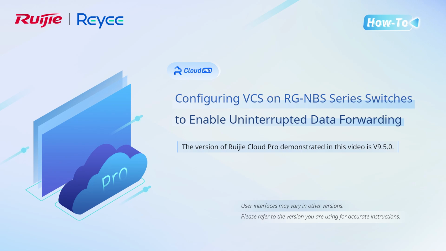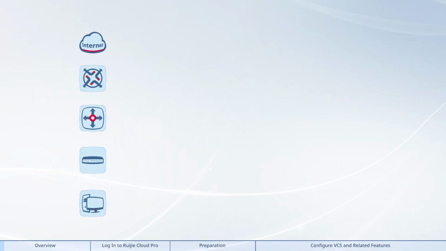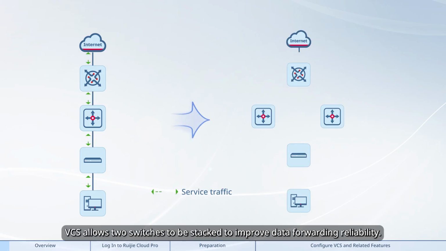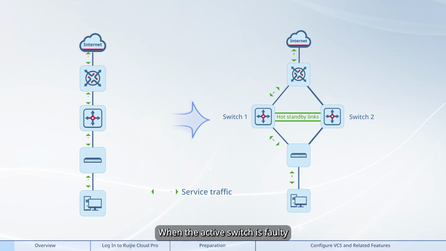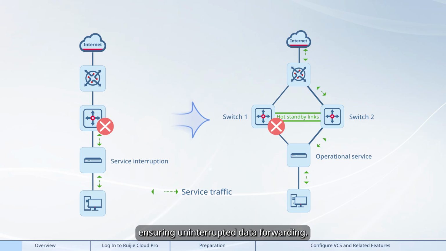This video introduces how to configure virtual cluster switching on RG-NBS series switches through Ruijie Cloud Pro. When RG-NBS series switches are used as core switches, VCS allows two switches to be stacked to improve data forwarding reliability. When the active switch is faulty, traffic can be automatically switched to the standby switch, ensuring uninterrupted data forwarding.